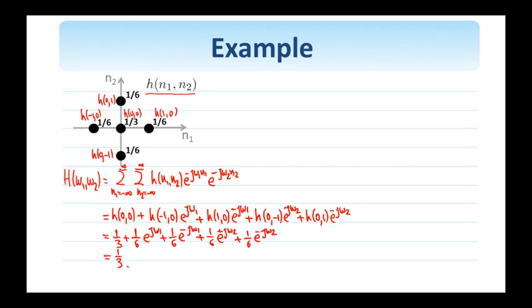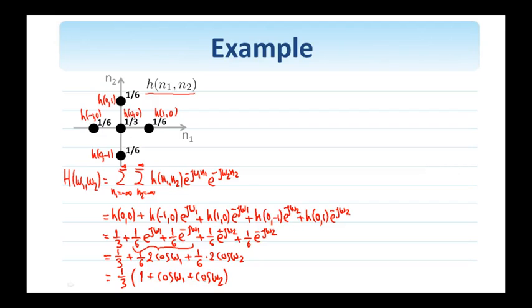So equal to 1/3. Now we observe here that due to Euler's formula, e to the plus j omega 1 plus e to the minus j omega 1 will give me 2 times cosine omega 1. And similarly, the other 2 terms will give me 2 times cosine omega 2. And I can further simplify this as 1/3, 1 plus cosine omega 1 plus cosine omega 2. So we see that for this particular example, the frequency response of the system is real.